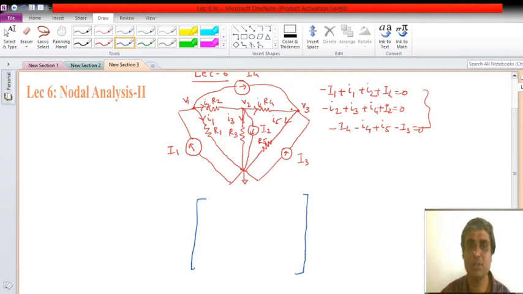Okay, so what is the first element in the diagonal? In the first node, what are the resistances connected? R2 and R1. So what will be the conductance? G1 plus G2. Finish. Okay, 2 and 3, let me write directly after that. Then for node 2, what are the conductances? R2, R3, R4. So I will write G2 plus G3 plus G4, right? For node 3, what will it be? R4, R5. So it will be G4 plus G5.